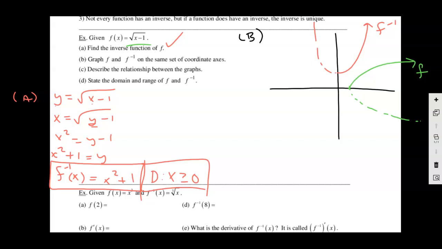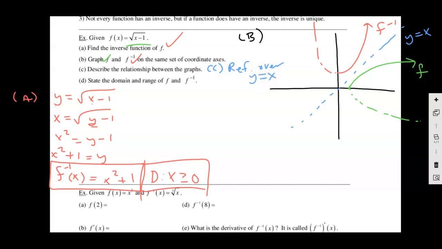Okay, so there we go. We got the inverse graph done, and we also have the original done. So everything on part B is now done. We got A, we did B, very good. Describe the relationships between the graphs. Well, this is true for everything, right? For all inverses. Let's just do part C. They are reflections over the line y equals x.